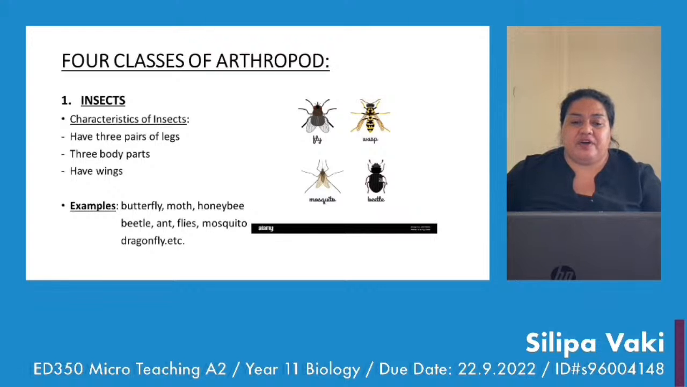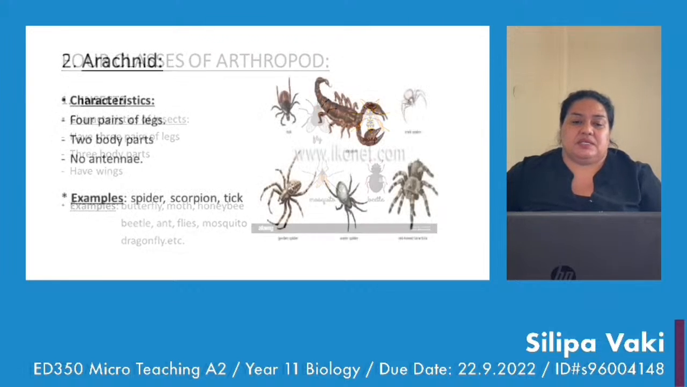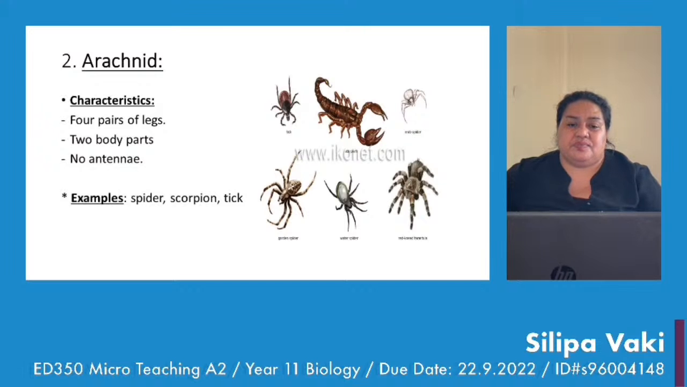The second class of arthropods is arachnid. The characteristics of arachnid: they have 4 pairs of legs, they have 2 body parts, they have no antenna. Examples: spider, scorpion, ticks, and mites.